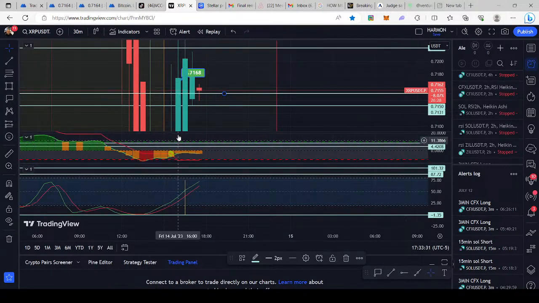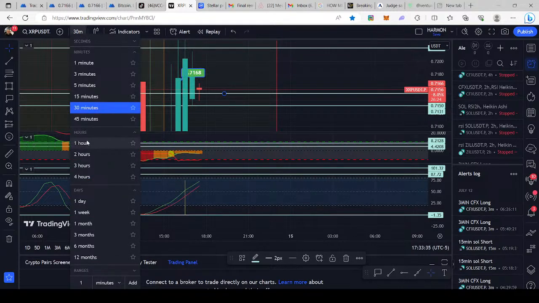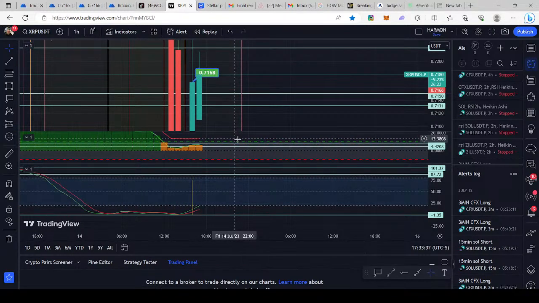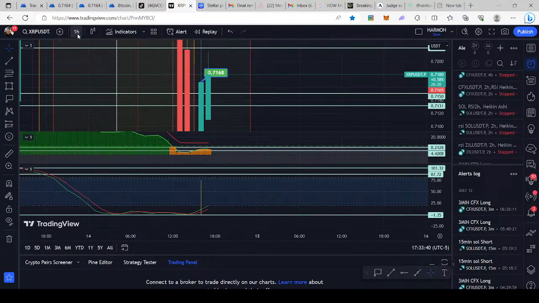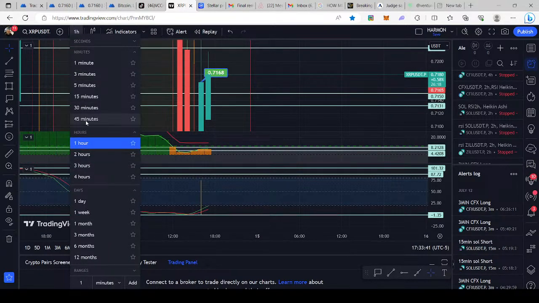We have our green moon, which was nice, and now what we're looking for here is the addition of a 1 hour green moon or a 45 minute, which would be nice.